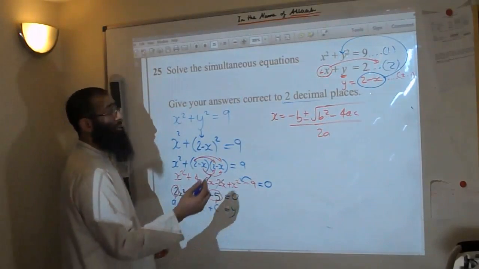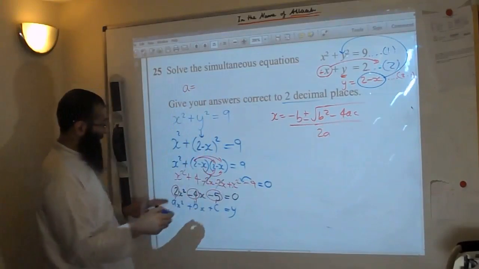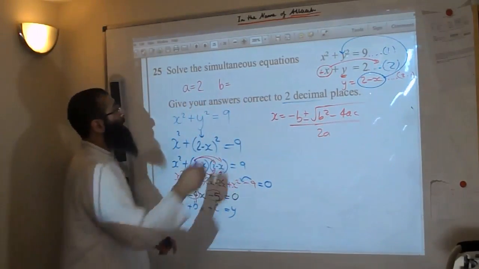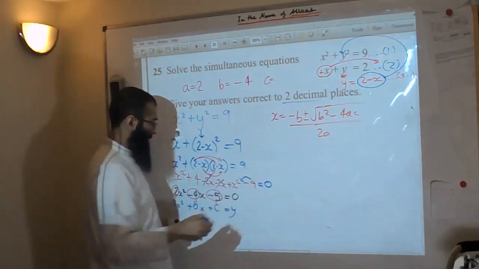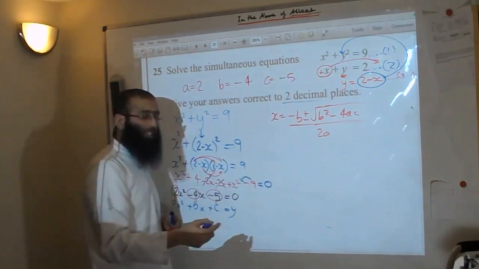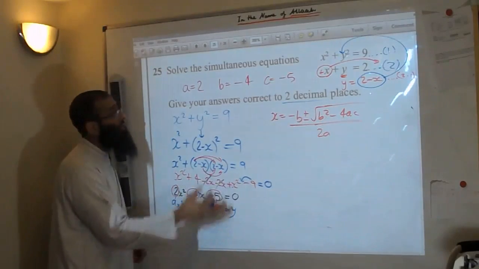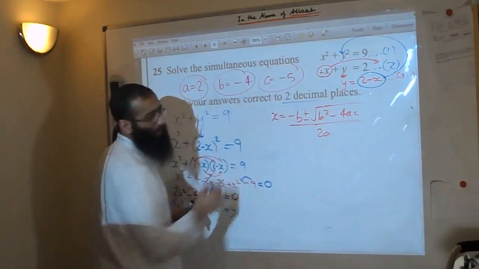So let's write down those values just to emphasize them. So we write them over here. a is equal to 2, b is equal to minus 4, and c is equal to minus 5 from here. So these a, b and c values are all literally hand-picked from here by looking at the template, and we've got our values a, b, c.